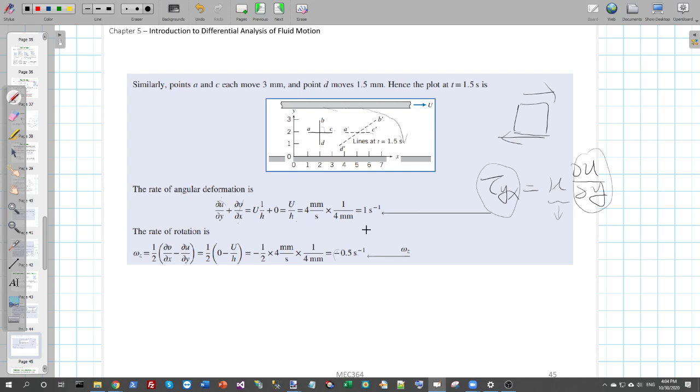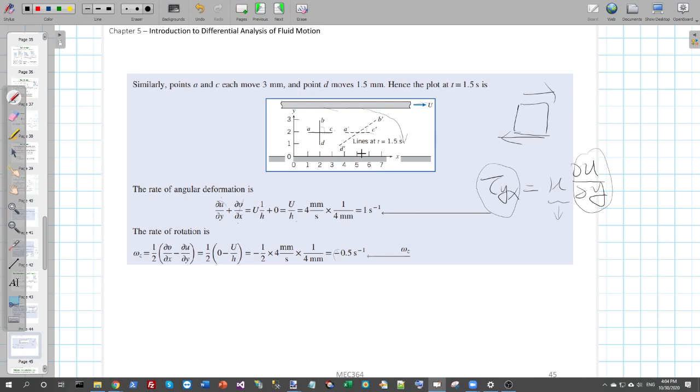Okay, and for the angular deformation, you get a positive value, because when the rate of angular deformation is larger than 0, that means the flow particle will become more skewed. And this is true because when you move the top plate, you make the flow inside more skewed, with a larger gradient, creating a velocity gradient in the y direction, right? So this is an example to show you the angular deformation.